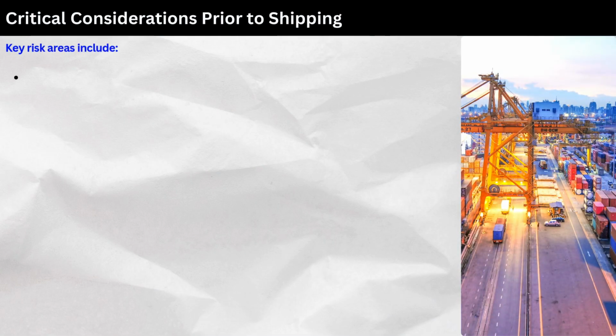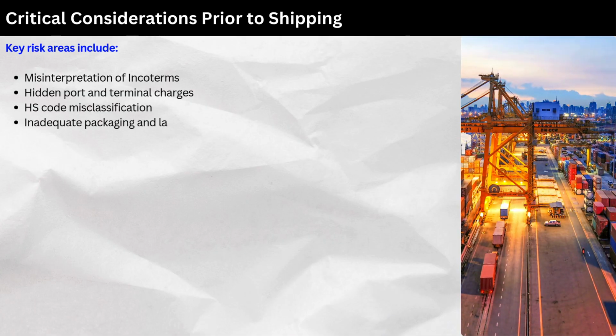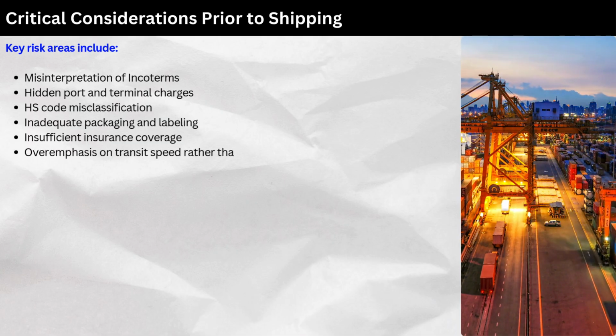Critical considerations prior to shipping. Key risk areas include misinterpretation of Incoterms, hidden port and terminal charges, HS code misclassification, inadequate packaging and labeling, insufficient insurance coverage, and overemphasis on transit speed rather than reliability.